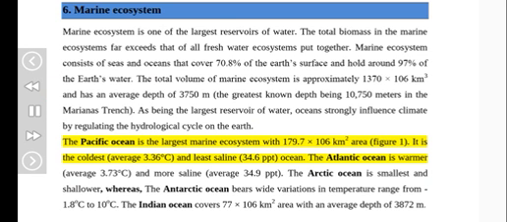It is the coldest, average 3.36 degrees Celsius, and least saline, 34.6 ppt, ocean. The Atlantic Ocean is warmer, average 3.73 degrees Celsius, and more saline, average 34.9 ppt. The Arctic Ocean is smallest and shallower, whereas the Antarctic Ocean bears wide variations in temperature range from 1.8 degrees Celsius to 10 degrees Celsius. The Indian Ocean covers 77 times 10^6 square kilometers area with an average depth of 3,872 meters. 6. Figure 6.1. Pacific Ocean from space.